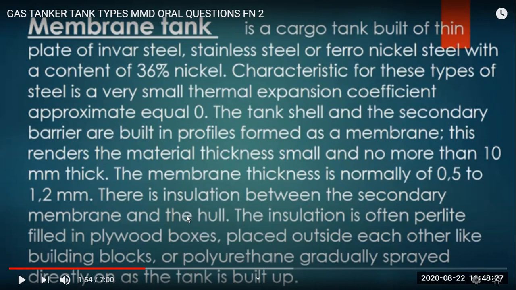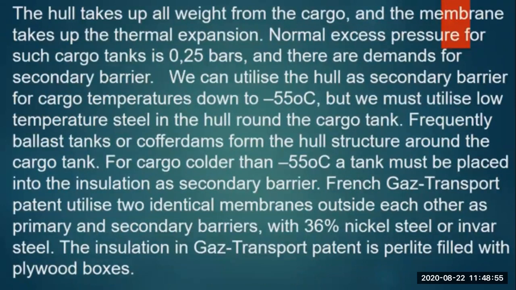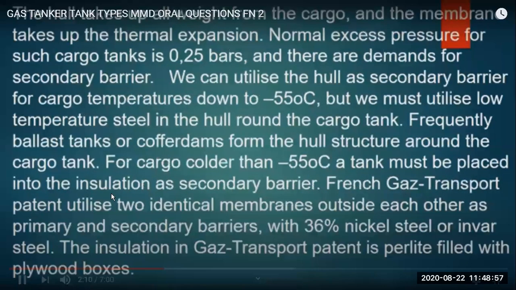or polyurethane. And polyurethane is gradually sprayed in this space outside the secondary hull in the insulation as the tank is built up. So you have a very good insulation, because we need insulation because it's for refrigerated ships. So membrane and independent membrane or semi-membrane tank is used for independent ships, refrigerated ships.